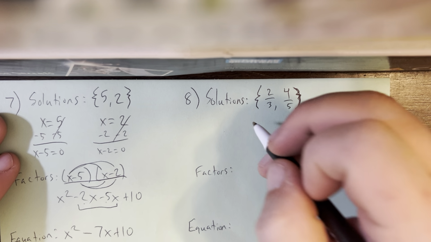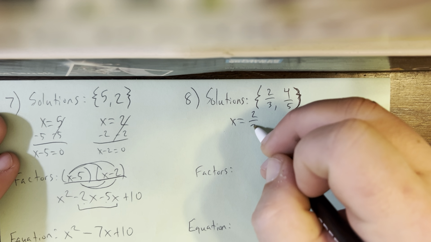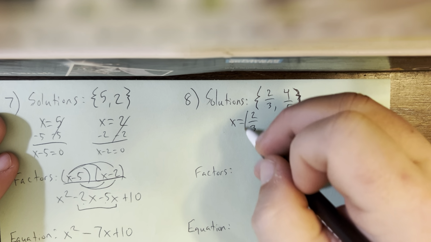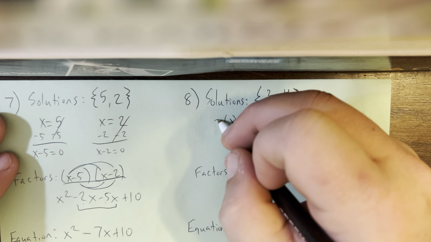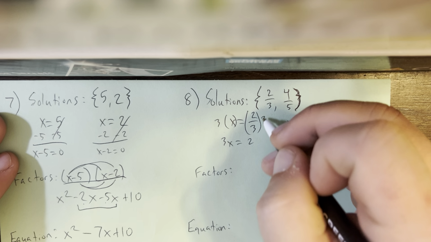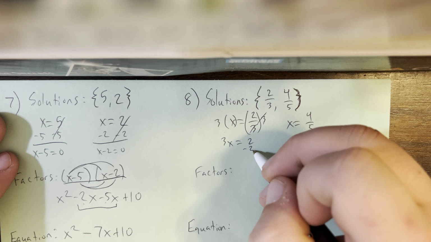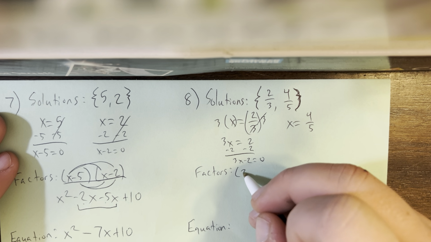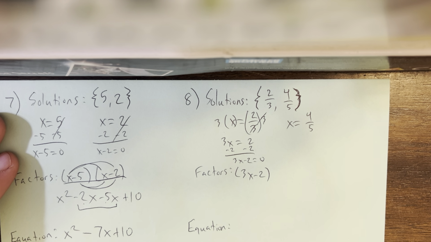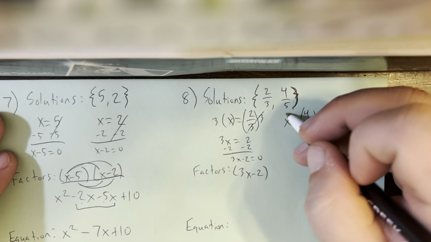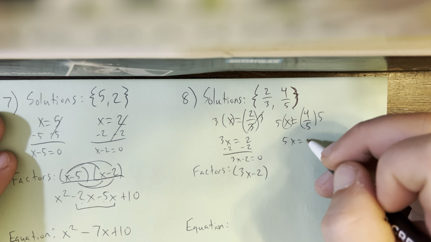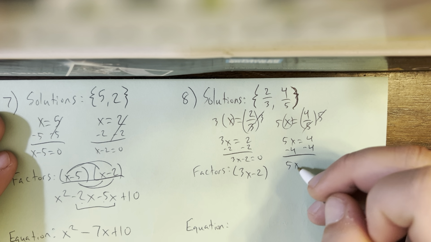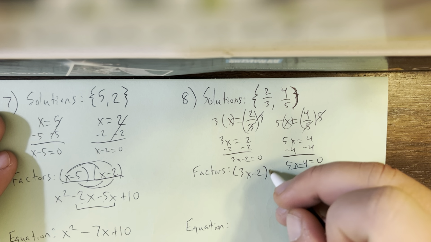So for the factors, we're going to set x equal to 2 over 3 and x equals 4 over 5. And so we'll multiply both sides by 3 on this one to get 3x equals 2 because the 3's go away. And then we'll subtract 2 on both sides to get 3x minus 2 is one of the factors. And then over here, we'll multiply both sides by 5. And then we'll subtract 4 on both sides to get 5x minus 4 equals 0. There's the other factor.